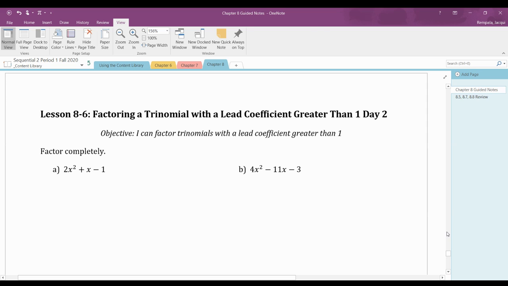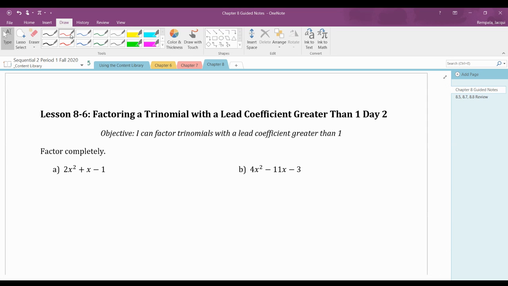Okay, but remember, anytime we are factoring, our first and most important step is always look for a GCF. Okay, so that's always our first step. Sometimes we might have one, sometimes we might not, but that is always our first step. So if my first problem is 2x squared plus x minus 1, and the directions say to factor completely, looking for GCF is always going to be what we do.